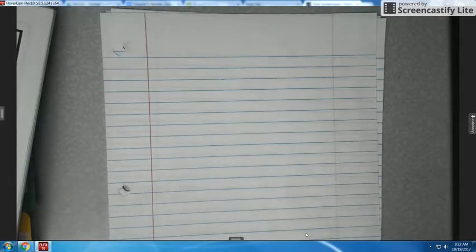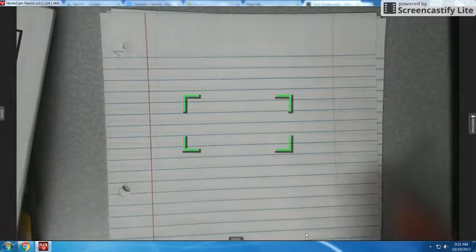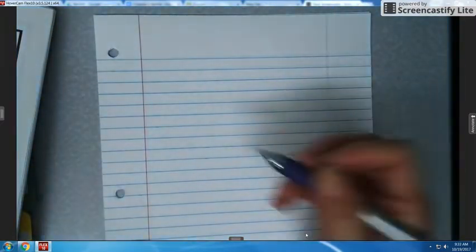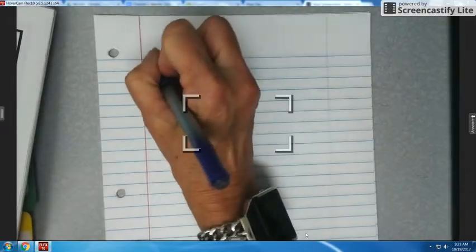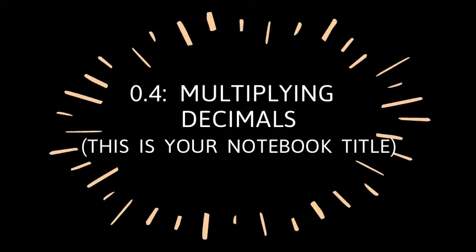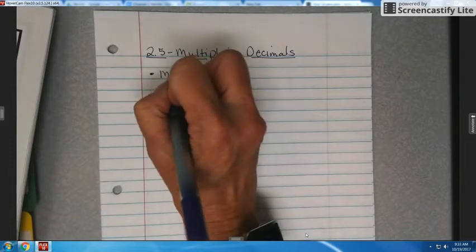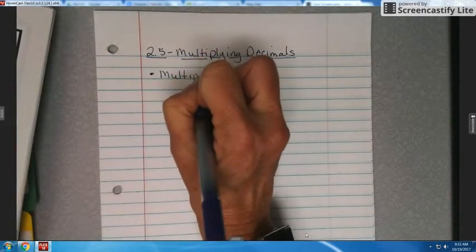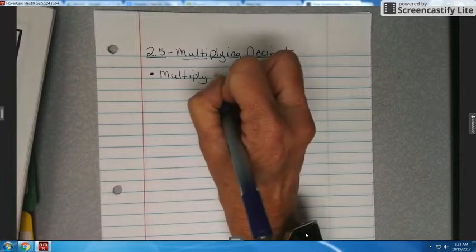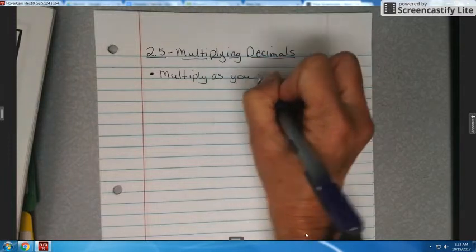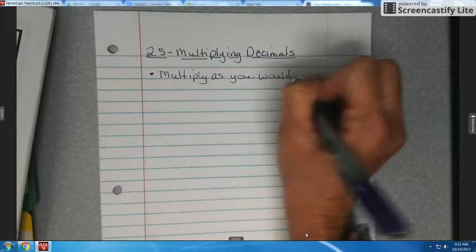Okay, so yesterday we talked about adding decimals and subtracting decimals. Today we're moving on. So we're going to multiply the numbers as you would. So multiply as you would with whole numbers.